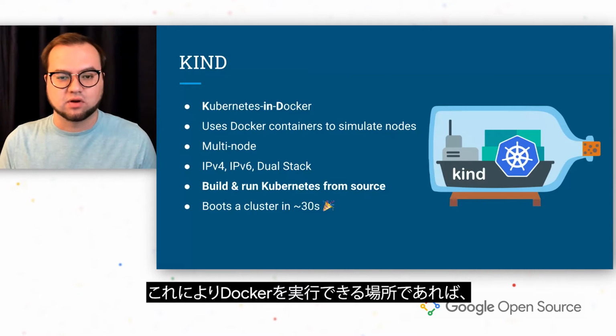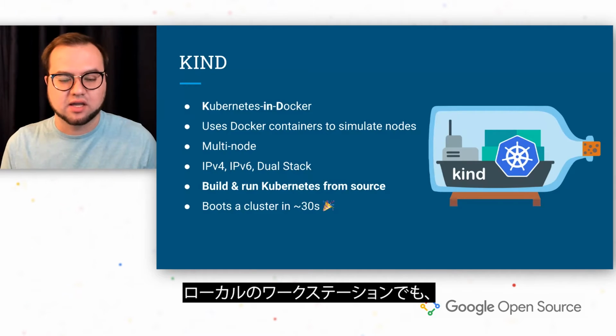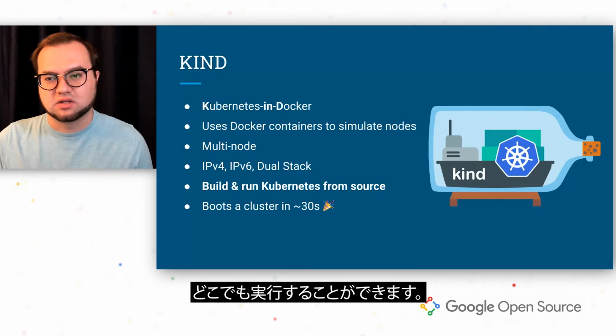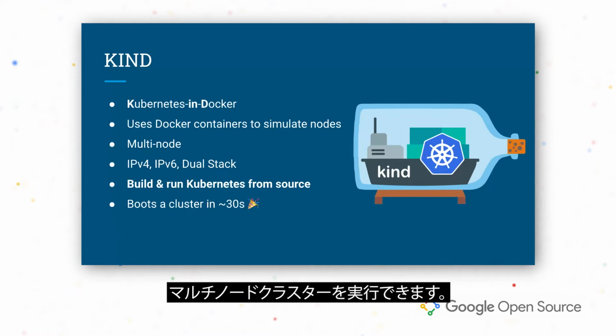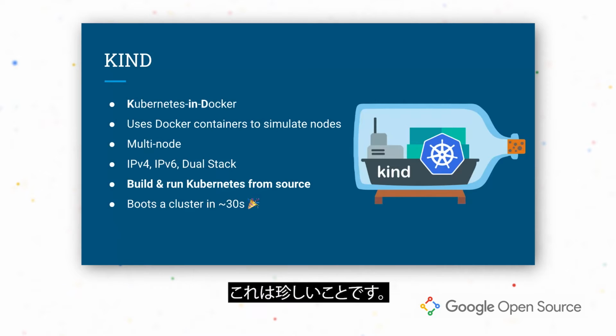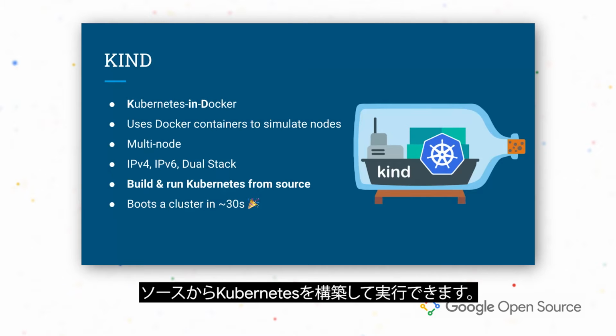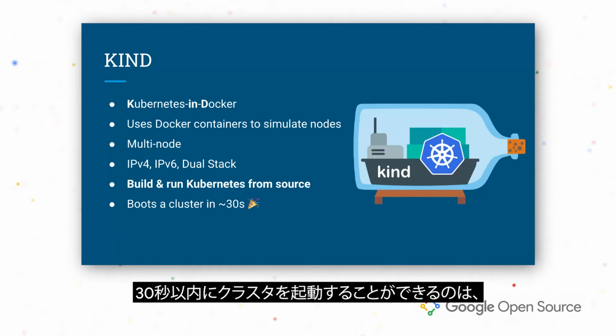And this allows us to run pretty much anywhere that you can run Docker, be it in various CIs, locally on your workstation, wherever. It can run multi-node clusters by running multiple containers and wiring them together. It can run IPv4, IPv6, or dual stack clusters, which is a little unusual. It can build and run Kubernetes from source, which is very important to us in the Kubernetes project for developing Kubernetes itself and where this project originates from. And on a machine with everything pulled, warm, hot, ready, it can boot a cluster in 30 seconds or less, which is pretty awesome for development.